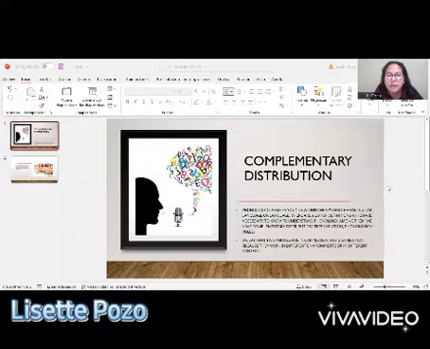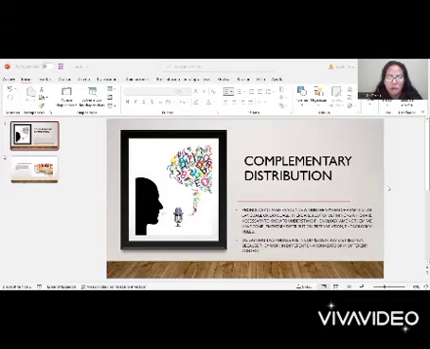Complementary distribution. Phonological classifications of sounds within the system of a particular language. There are a lot of definitions which are necessary to know to understand phonology. Among them, we have complementary distribution, free variation, and phonological rules. We say that two phones are in complementary distribution because they occur in different environments or in different contexts.